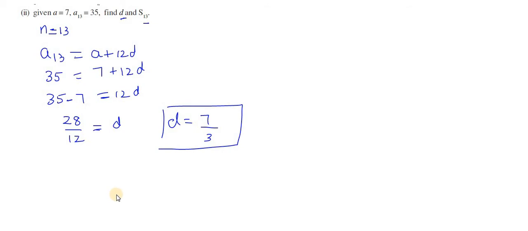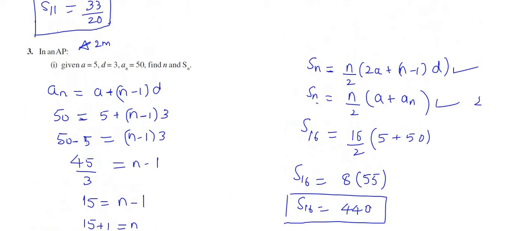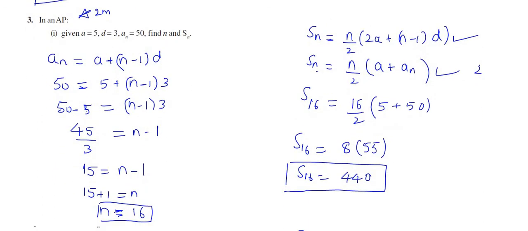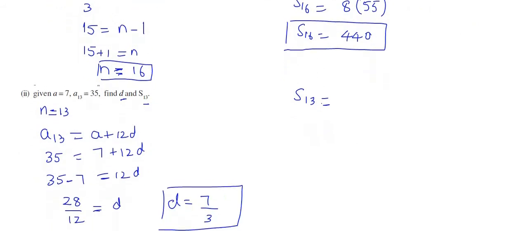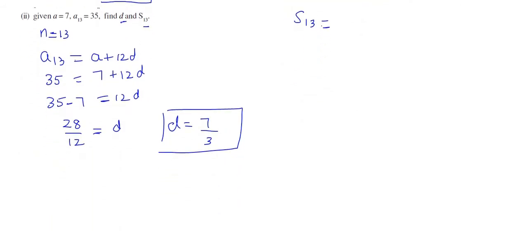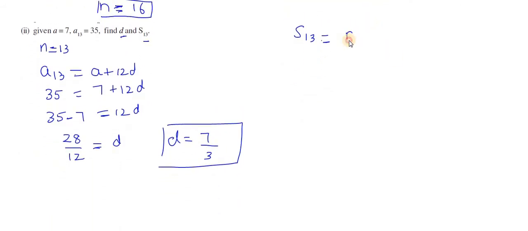Okay, the d value is 7 by 3, so now we need to find S13. Here we have two formulas that we did just now: Sn is equal to n by 2 into (2a plus (n minus 1)d), and Sn is equal to n by 2 into (a plus an). You can make use of any of these. I'll go ahead with Sn is equal to n by 2 into a plus an.